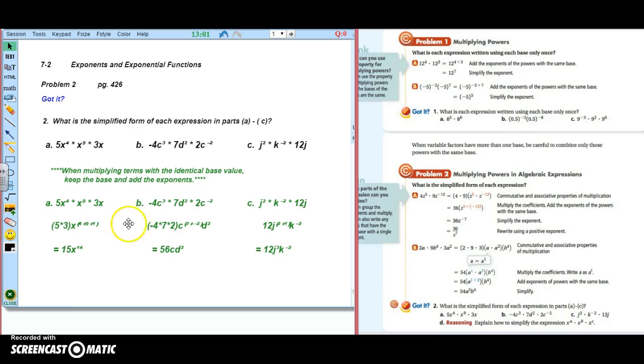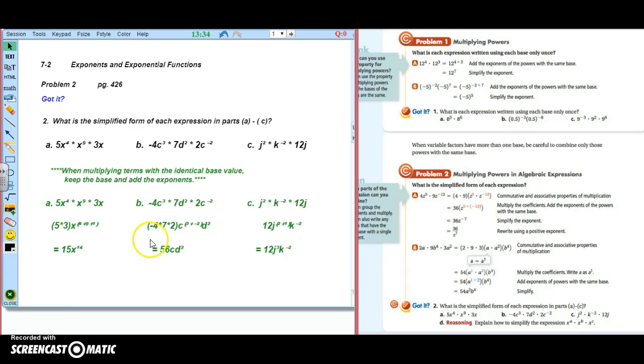Part B, your coefficients are -4, 7, and 2. It doesn't matter that the 7 is in front of a D rather than a C. They're all coefficients, so they all go together. So it's -4 times 7 times 2. There are two C's, one with a 3 exponent, one with a -2 exponent. So we're going to combine those. And then there's the D squared by itself. Nothing to combine it with.